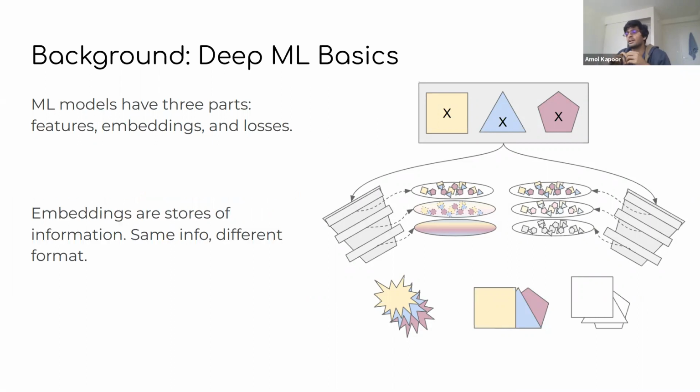The model is then composed of actual embeddings. You can think of the model itself as just a stack of embeddings, and each embedding is a store of information. What do I mean by that?